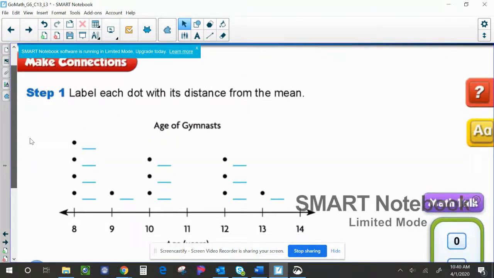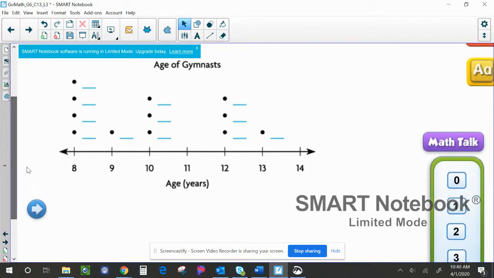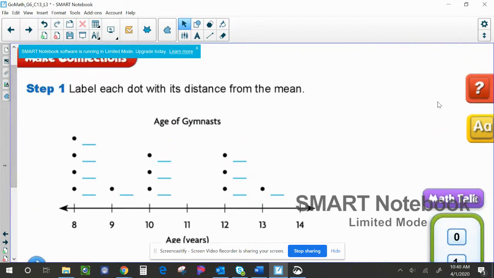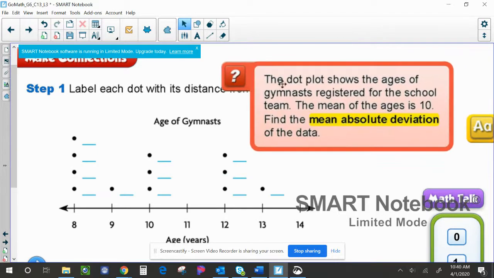There's another one. Okay, so label each dot with the distance from the mean. All right, so what is the mean of this data set? What is the middle number? Well, let's see if it tells us. The mean of the ages is 10. Okay, so it tells us off the bat what the mean is. If not, we could calculate it. We could add them all up and divide by that many numbers. But luckily for this lesson, it's going to tell us what it is.